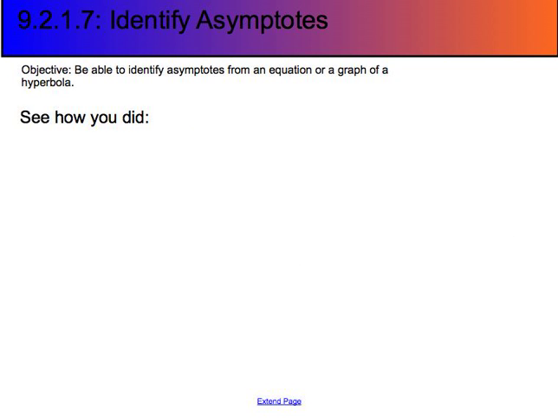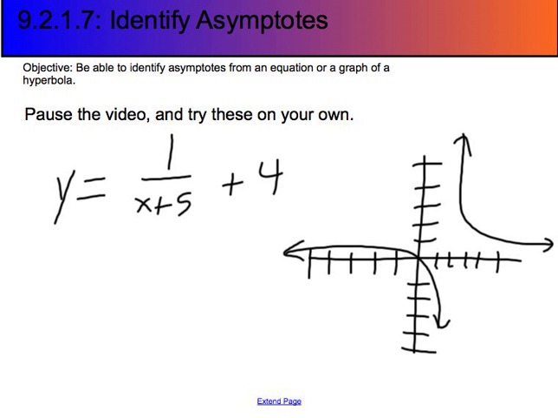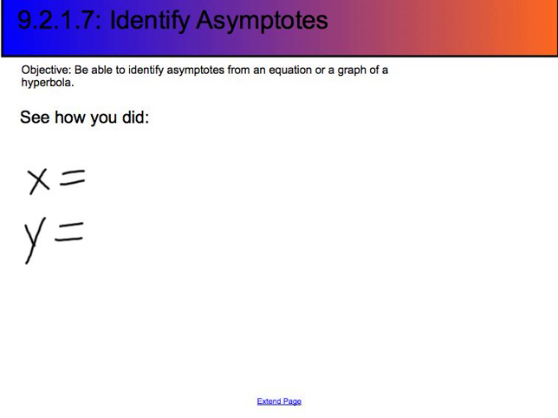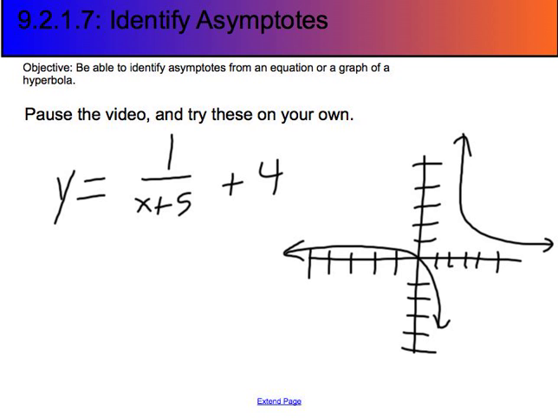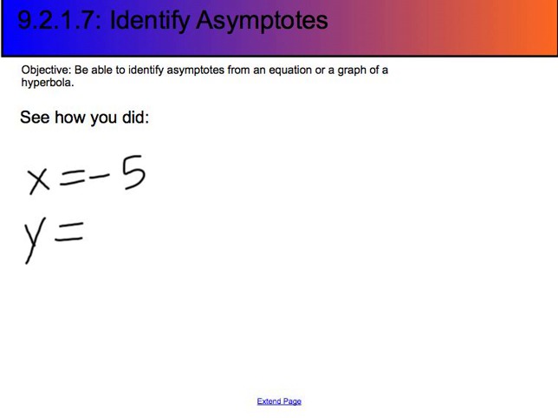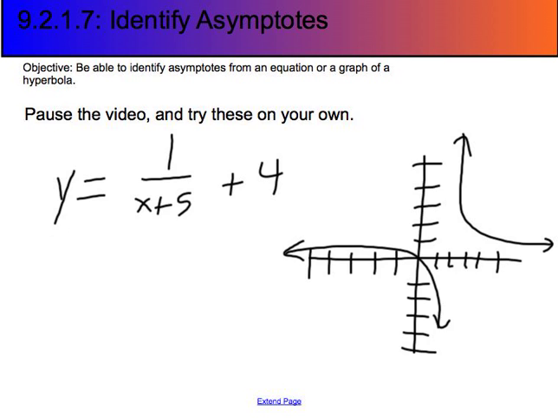Let's go ahead and see how you did. For the first one, for the equation, there should be an x equals and there should be a y equals. There's always both for hyperbolas. Going back, the x plus 5 moves it to the left 5, so there should be an x equals -5 as the vertical asymptote, and then the +4 moves it up 4, so there should be a y equals 4 as the other asymptote.